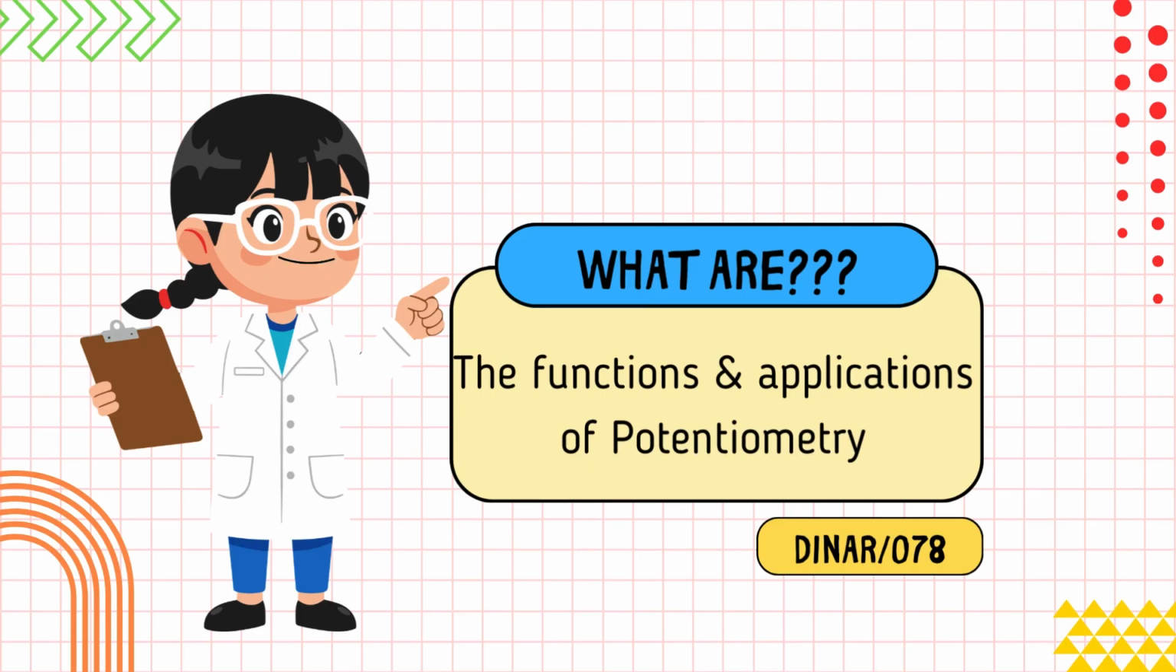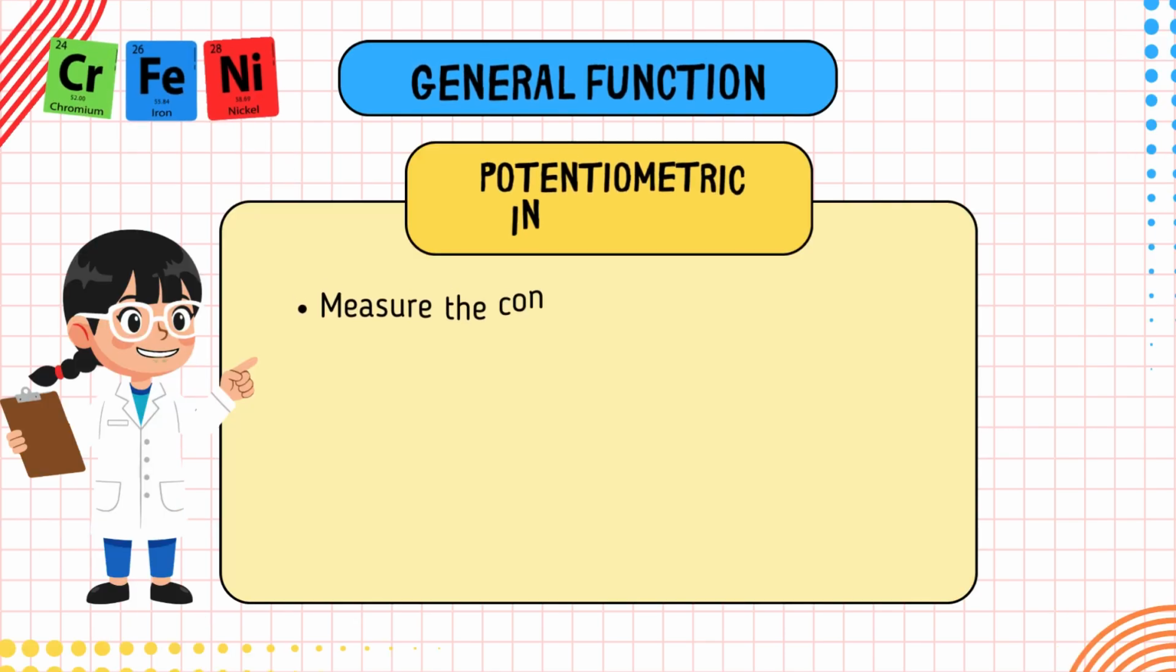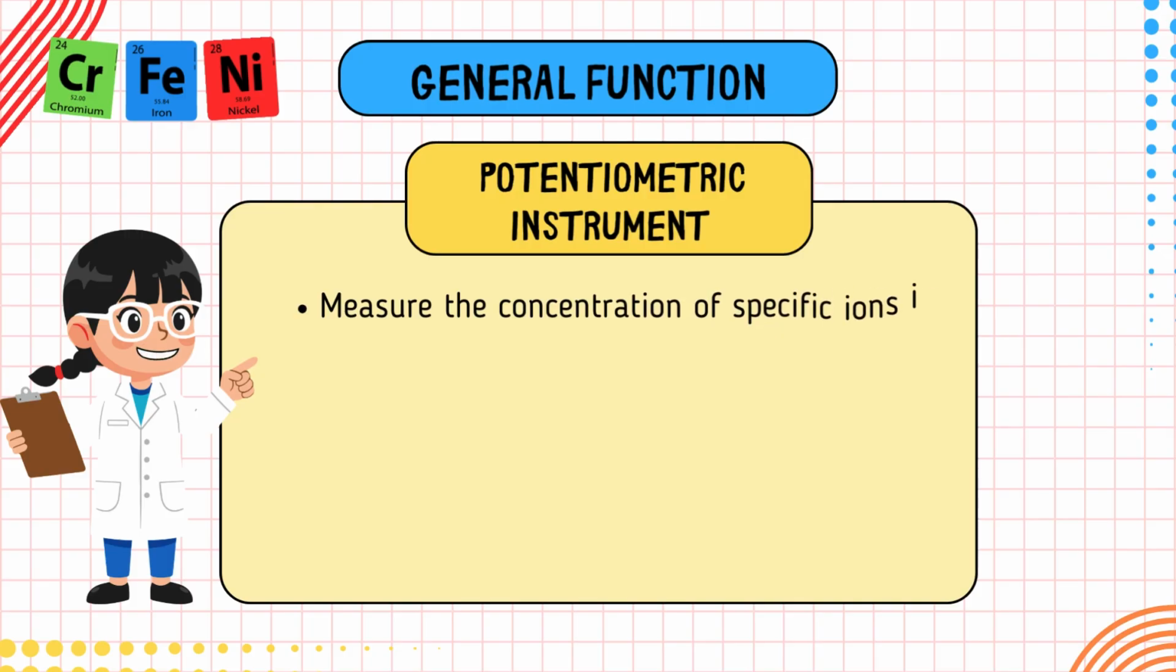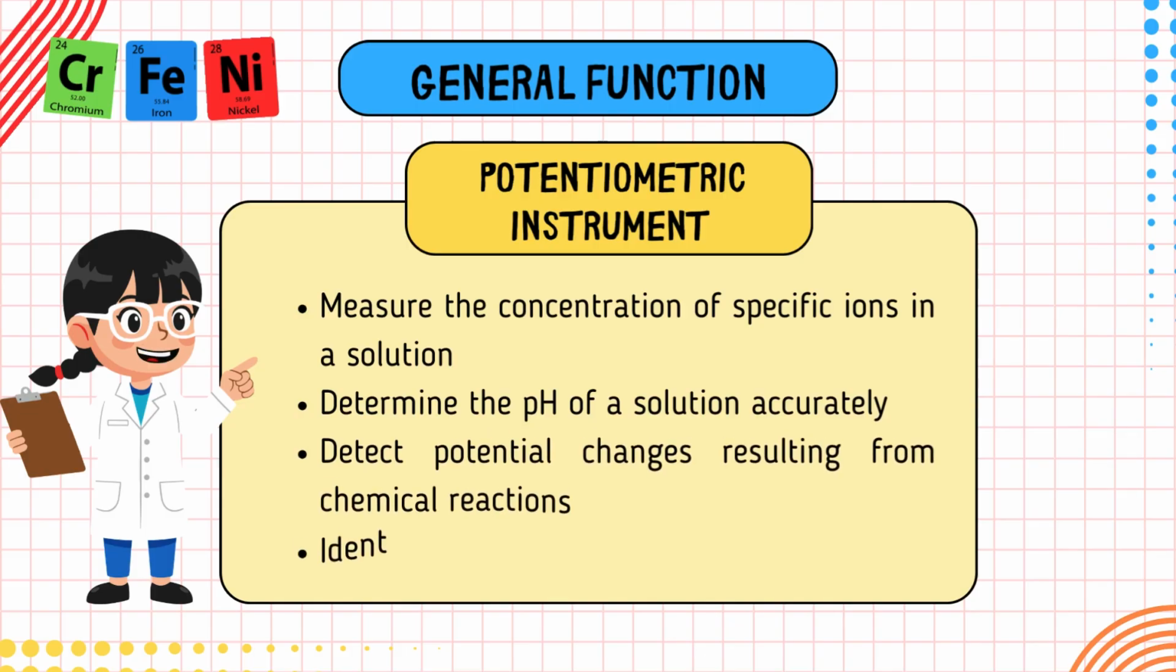So next, what are the function and applications of potentiometry? First, we're going to talk about the function of potentiometry. Potentiometric instruments have several main functions. They are used to measure the concentration of specific ions, determine the pH of a solution accurately, detect changes in potential during chemical reactions, and determine the equivalence point in titration.